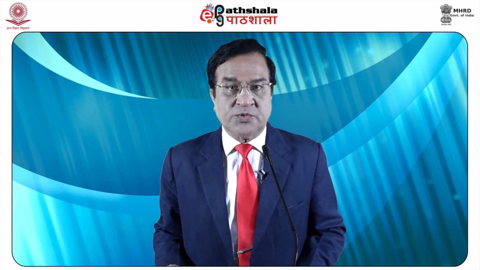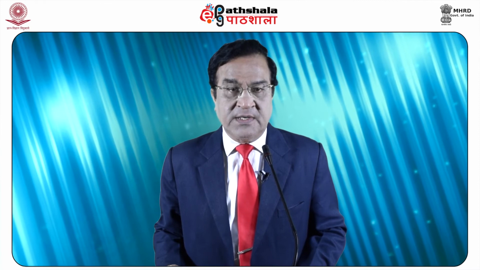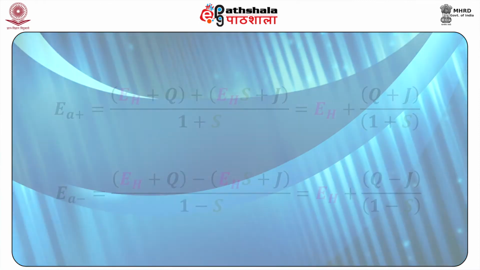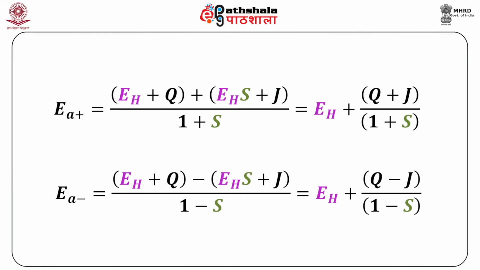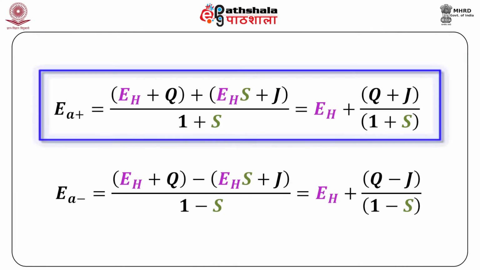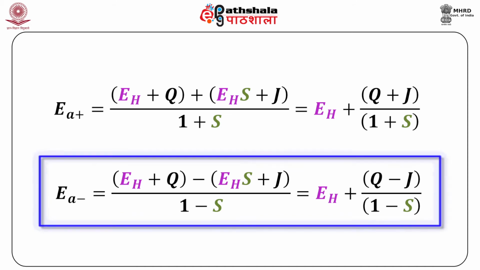Now if we substitute the values of HAA and HAB, we get two values of the energy. One is E A plus, which is given by EH plus Q plus J divided by 1 plus S. And the second energy, which is of the antibonding orbital, as we will see later on, is given by EH plus Q minus J upon 1 minus S.